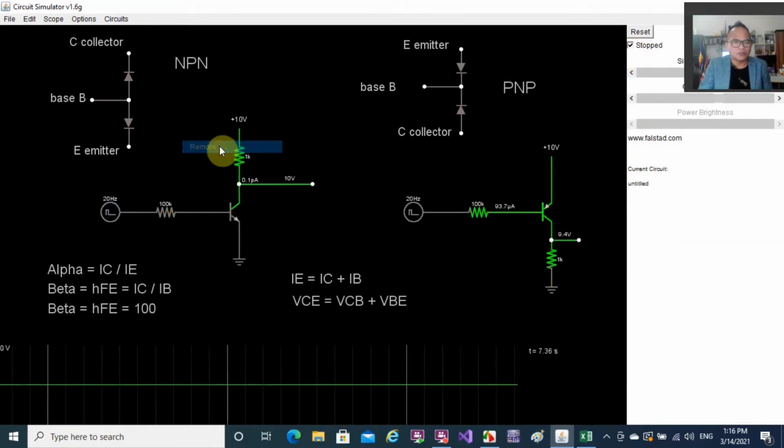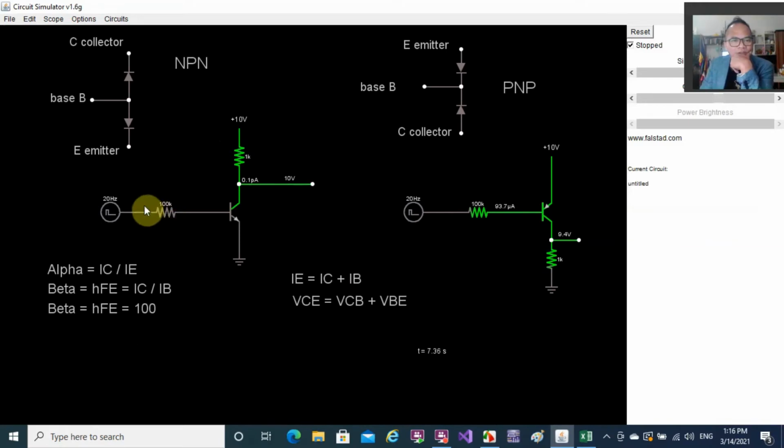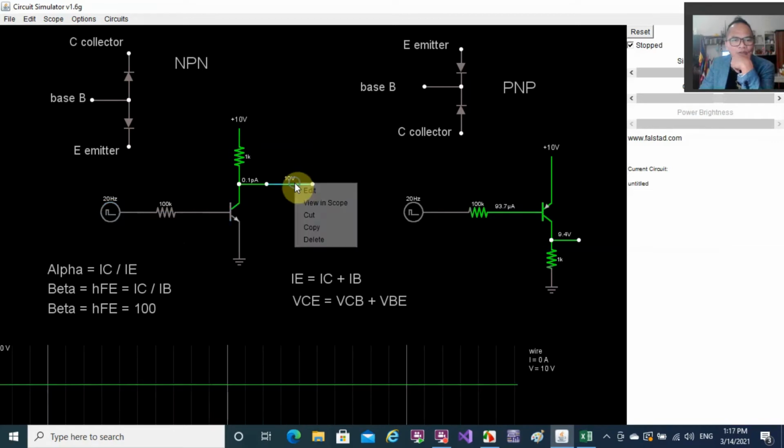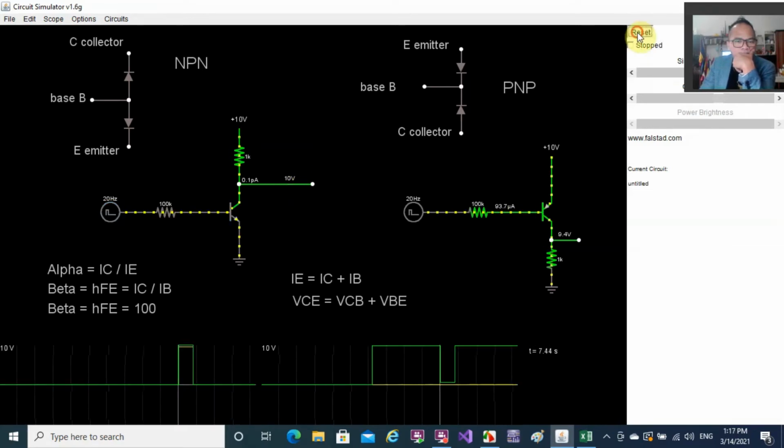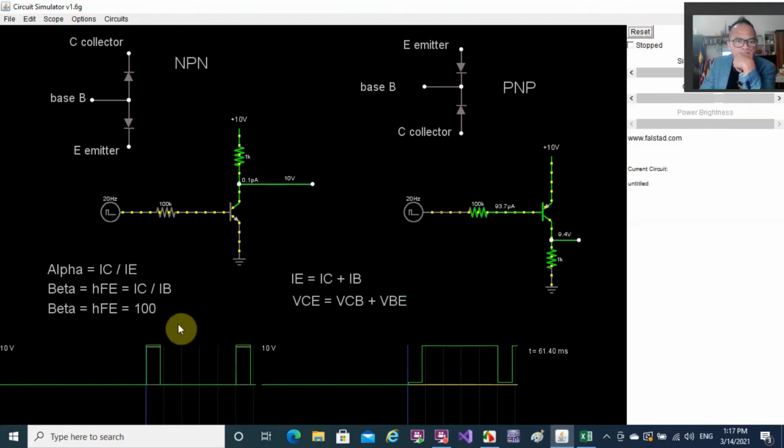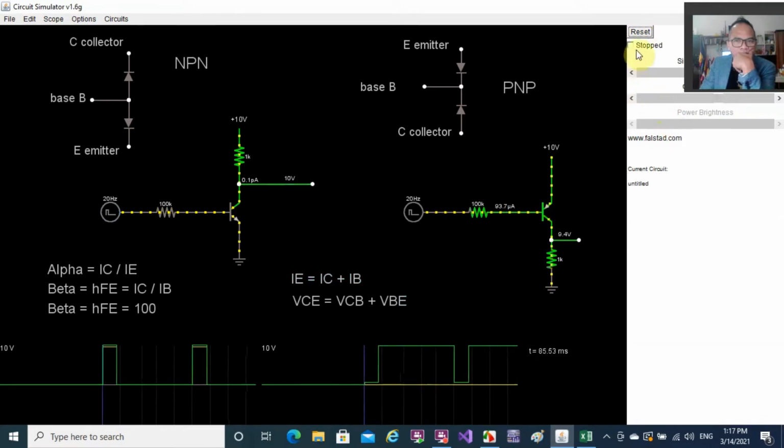Stop, remove. Let's put here a view scope on our input and a view scope on our output. Start, reset, input, output, and stop.